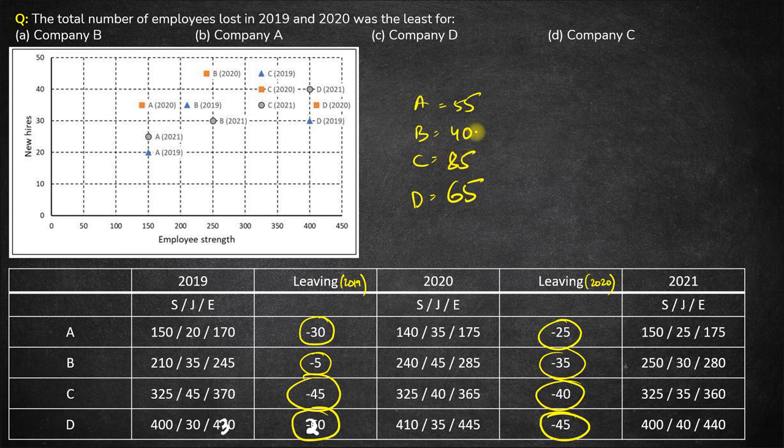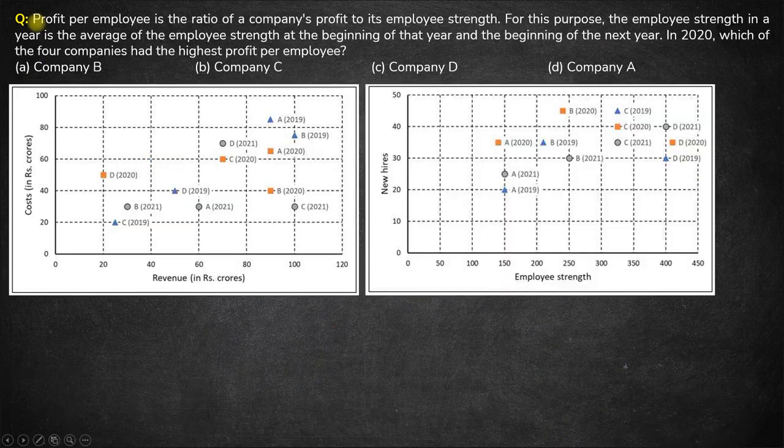So the total employees left is least for which company? It is least for company B. Hence the answer is option A. Moving on to the last question here. In this question, we have profit per employee is the ratio of a company's profit to its employee strength.